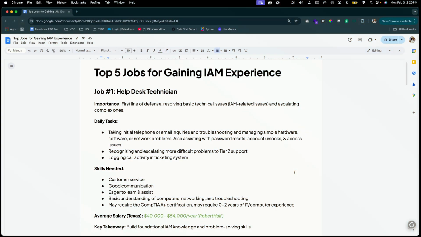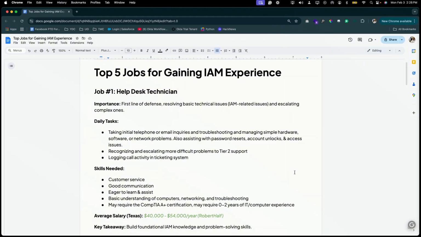All right, so here are my top five jobs for gaining IAM experience. That being said, these jobs are not necessarily IAM specific jobs, but each of these jobs has some form of IAM related work involved where you can beef up your IAM skills and apply that information to your resume. Let's start with job number one, which is the help desk technician job.